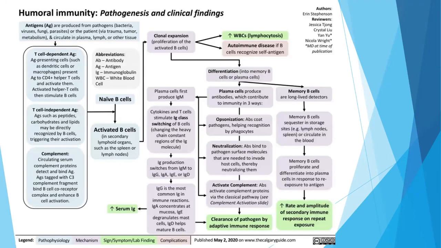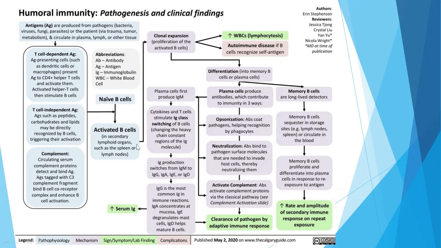Now, this is the simple flow chart of humoral immunity that I have found. Antigens are produced from pathogens or the patient and circulate in the plasma, lymph, or other tissue. Then, it may be a T cell dependent antigen or a T cell independent antigen. Antigen presenting cells present the antigen to CD4 positive helper T cells and activate them. Whereas in the case of a T cell independent antigen, antigens such as peptides, carbohydrates, or lipids may be directly recognized by the B cell. Then they go on to act on the naive B cells to form activated B cells.